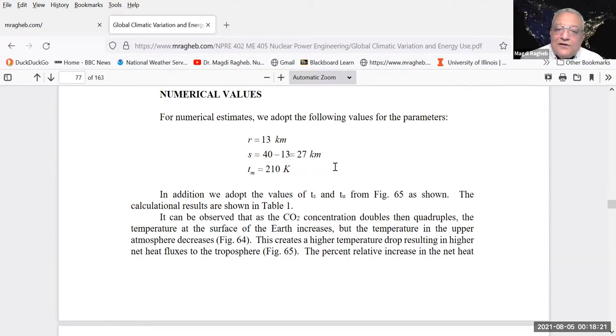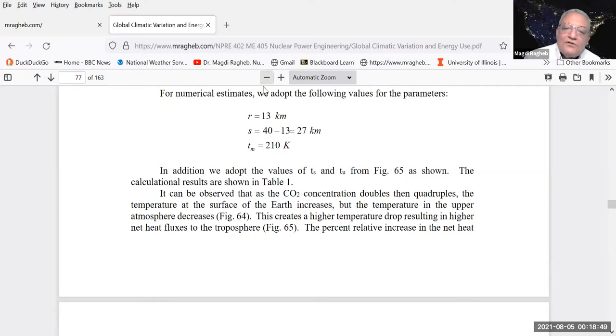Let's take a typical numerical example to show what this interesting solution gives us. The height of the troposphere, we said, is about 13 kilometers. The temperature there is 210 Kelvins, not degrees Kelvin, but Kelvins. And the height S is 40 kilometers minus 13, that's 27 kilometers. So you can go into the solution and modify those numbers any way you like, and you'll get some slightly different results.